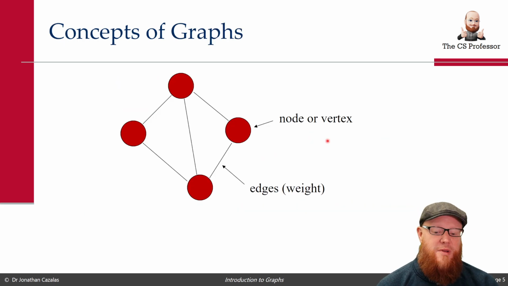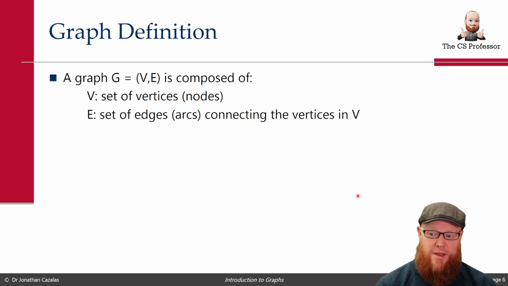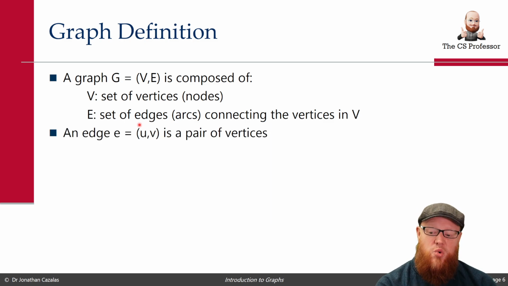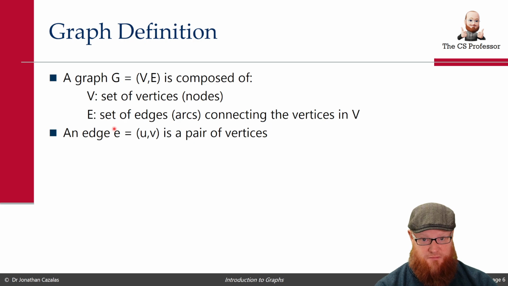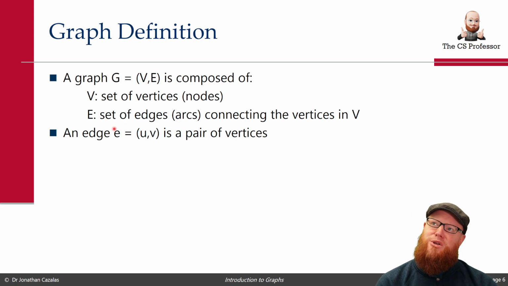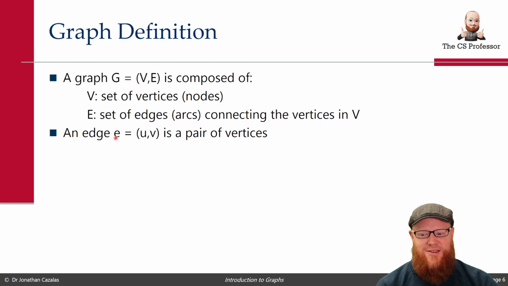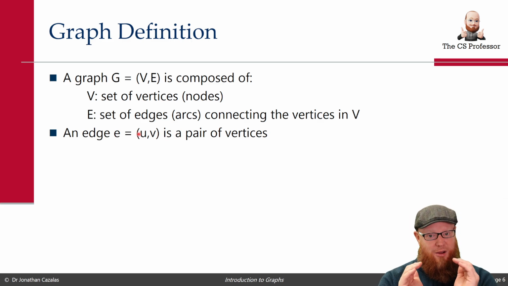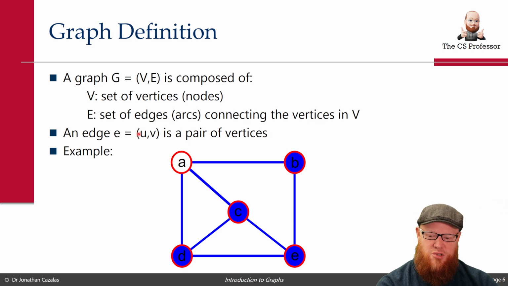So let's talk about some terminologies regarding graphs. So here we have a node as a vertex. And we also have edges that are between these nodes, and these edges can have a weight. So a graph is really a set of vertices and edges where I say graph is (V, E), where V is a set of vertices, E is a set of edges that are between those vertices. In specific, an edge is, we have this pair (u, v) that is connecting two vertices.